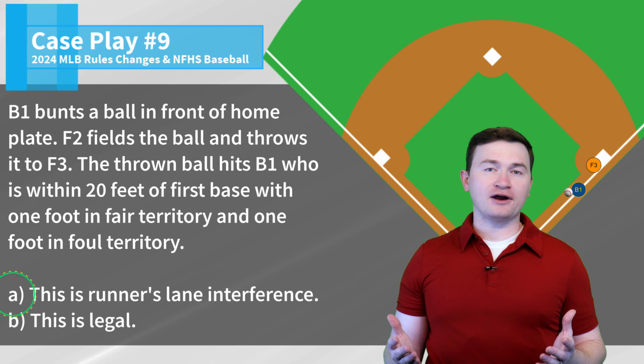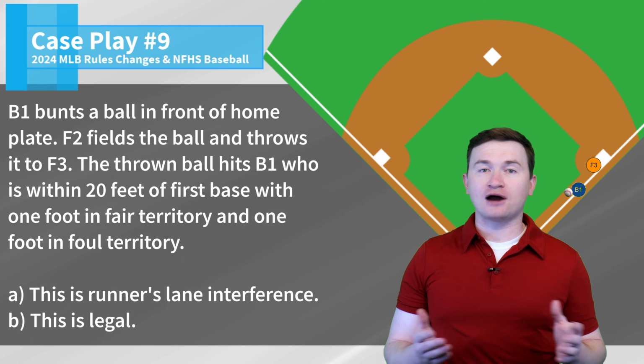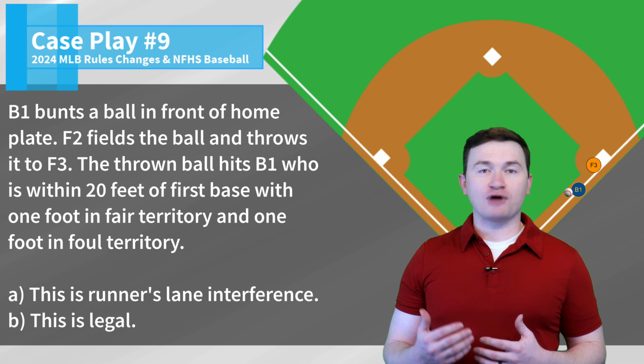This is runner's lane interference because if 1 foot for the runner is out of the runner's lane, then they're violating the runner's lane rule.